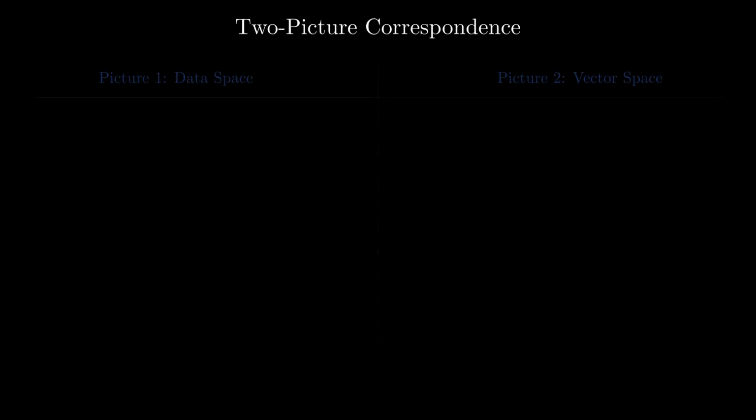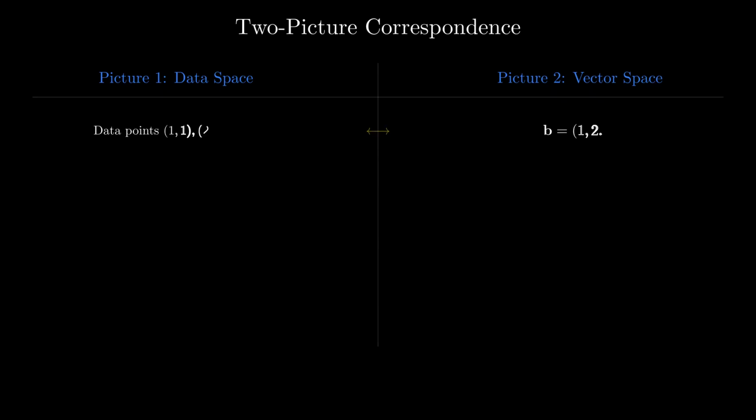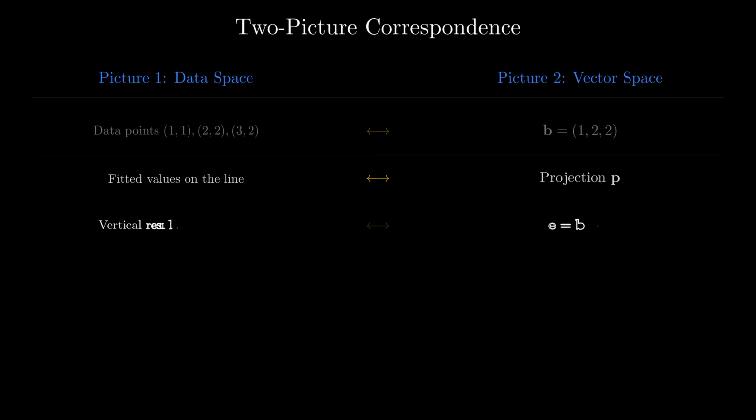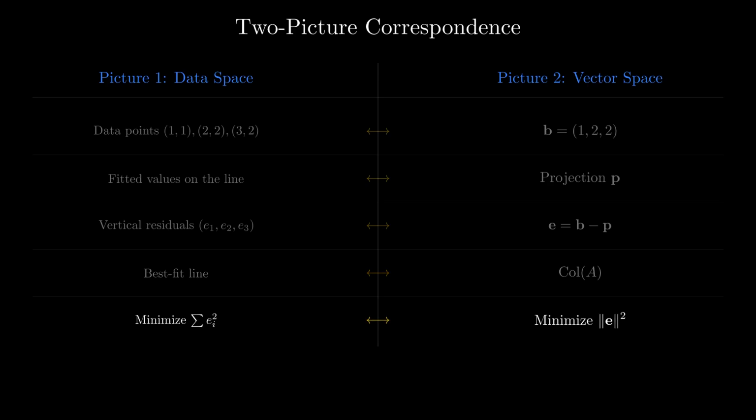Here is the two-picture correspondence that ties everything together. In the data space, our data points 1, 1, 2, 2, 3, 2 correspond in the vector space to the vector B equals 1, 2, 2. The fitted values that lie on the best fit line correspond to the projection P. The vertical residuals, E1, E2, E3, correspond to the error vector E, which equals B minus P. The best fit line itself corresponds to the column space of A. And minimizing the sum of squared errors is exactly the same as minimizing the squared length of E.